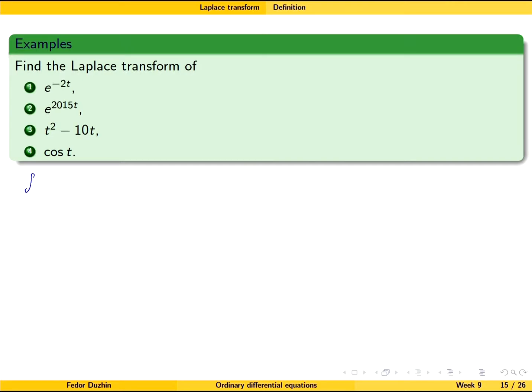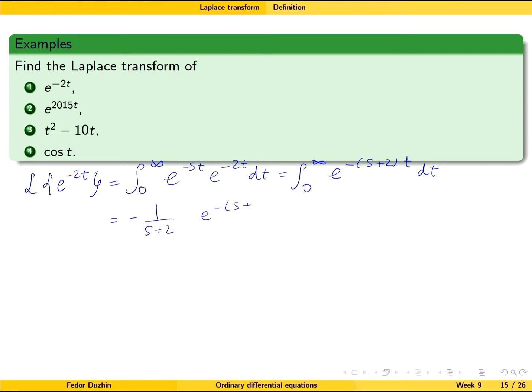How do we find the Laplace transform of e to the minus 2t? By definition, this is the integral from 0 to infinity of e to the power minus st times e to the minus 2t dt, which is the integral from 0 to infinity of e to the minus (s plus 2)t dt. Now let us find the antiderivative. The antiderivative is minus 1 over s plus 2 times e to the minus (s plus 2)t, and we should take the change of this from 0 to infinity.